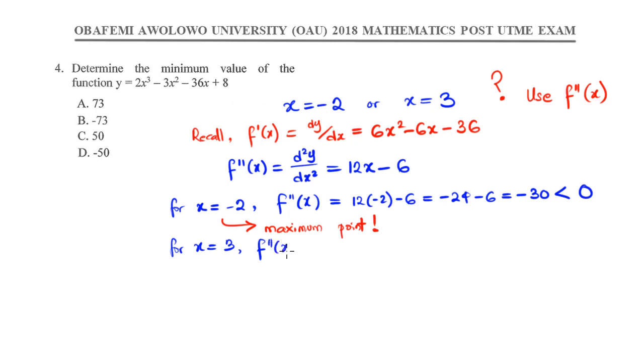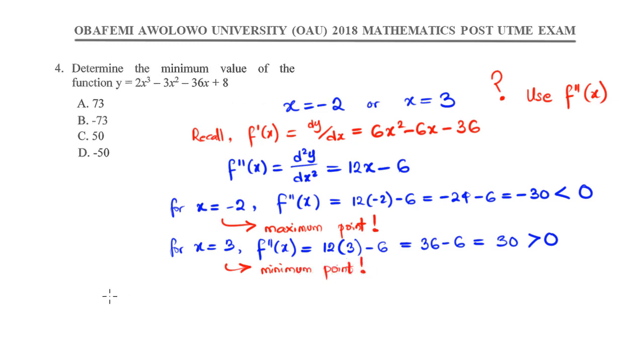For x is equal to 3, the second derivative of our function will be 12 multiplied by 3 minus 6. And that will be 12 times 3 is 36 minus 6. That is equal to 30, which is greater than 0. So good. This is our minimum point, because the second derivative using this value that we are considering is going to give us a positive number. So this is our minimum point. So we've gotten x equal to 3 to be our minimum point.